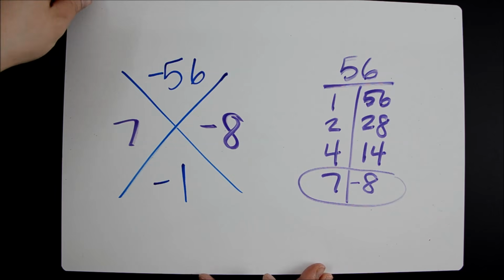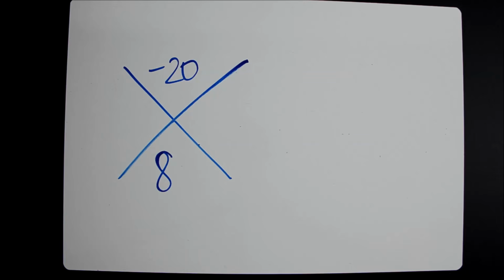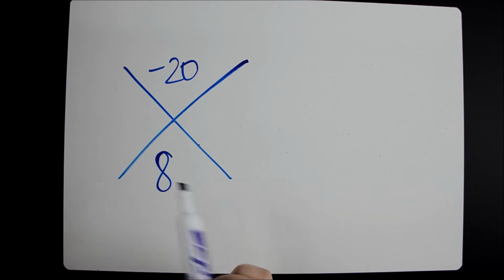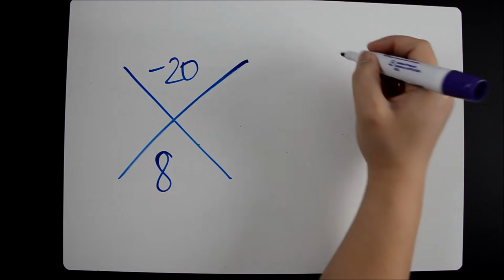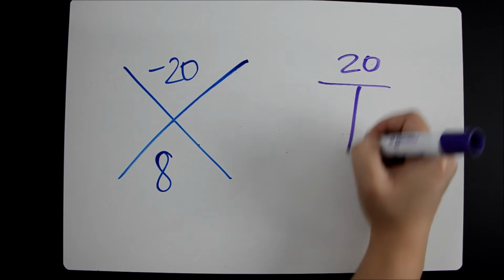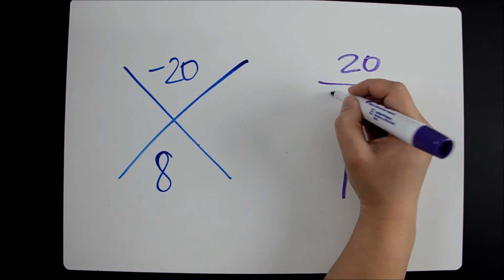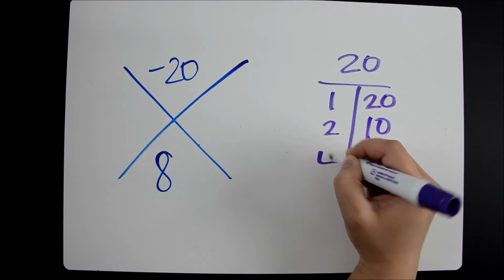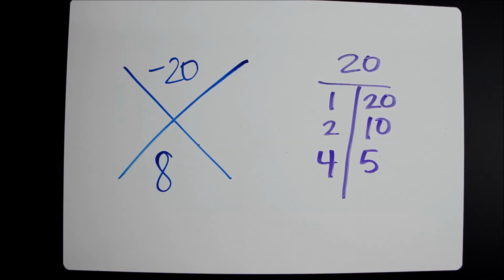Let's take a look at one more example. Here we need to find two numbers that multiply to give us -20, but will add to give us +8. So the factors of 20 include 1 and 20, 2 and 10, and then 4 and 5.